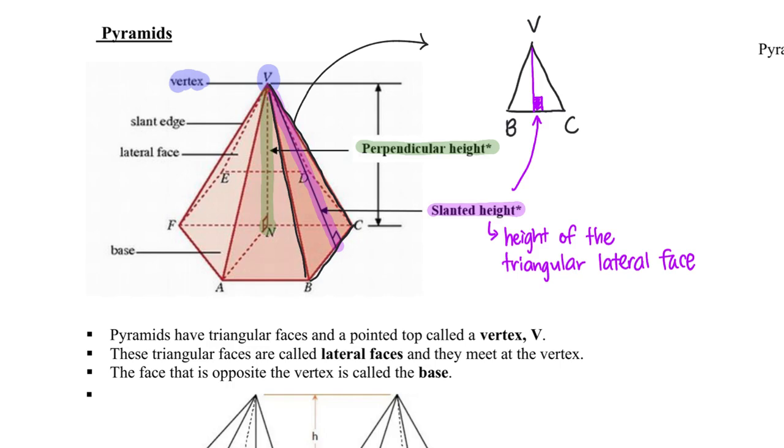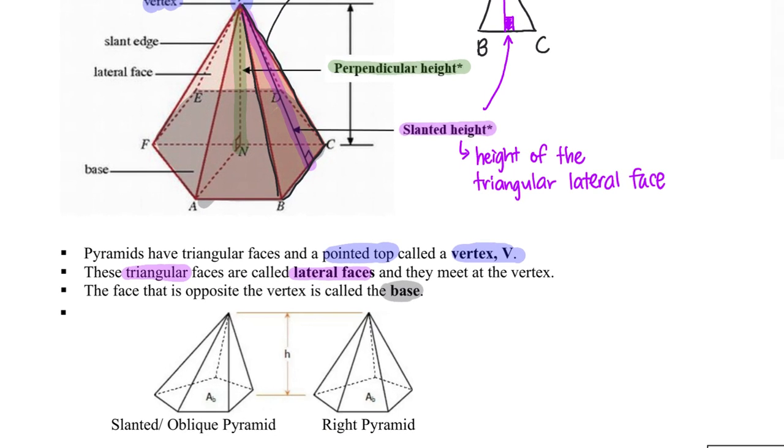Okay, so there's something for us to take note. All right, so I've successfully covered what is called a vertex. It is at the pointed top, and there are lateral faces, and the lateral faces are triangular shape, and there's also this base at the bottom. Okay, in this case, it's a hexagonal shape. All right, and we also touched on this perpendicular height, which is from the top all the way to the base.